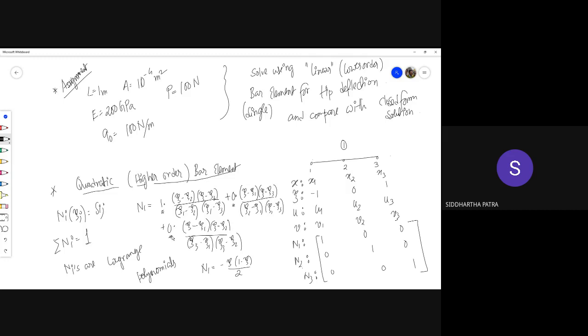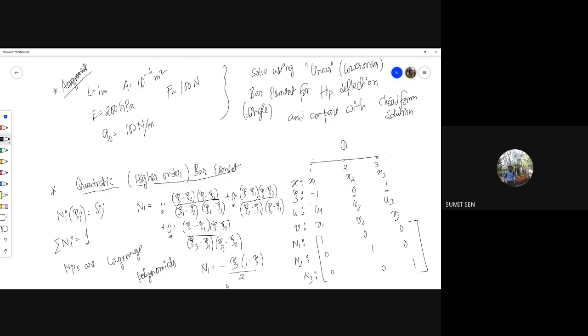The simplest way to think about it is that n1 is supposed to be 0 when xi equals 0. So multiply xi, and n1 is also supposed to be 0 when xi equals 1. So 1 minus xi. Now, what is the value of this quantity when xi equals minus 1? It is minus 1 times plus 2, which will be minus 2. So divide the whole thing by minus 2. Do you get the idea?